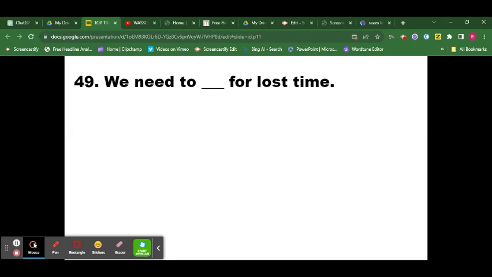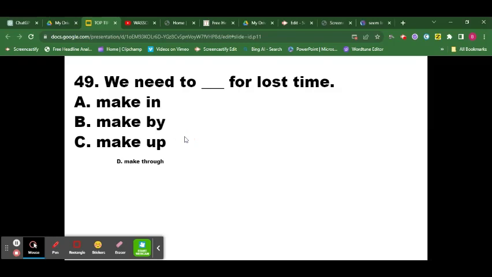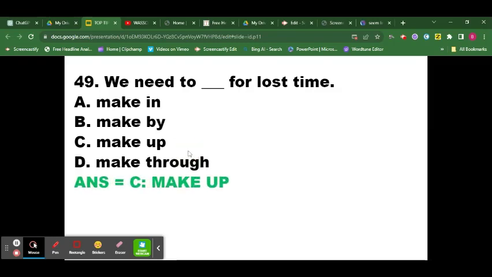49, we need to dash for lost time. We need to blank space for lost time. Okay, A, make in, can we say we need to make in? Is strange, isn't it? B, make by. C, make up. D, make true. The correct option is C, make up.